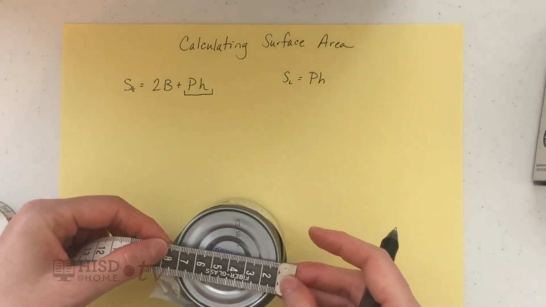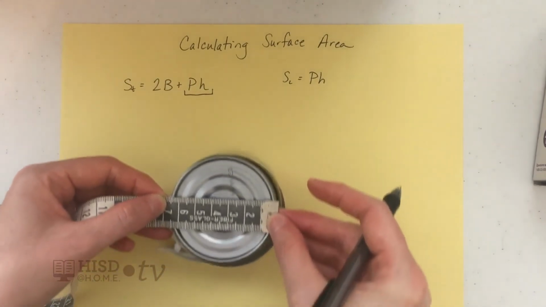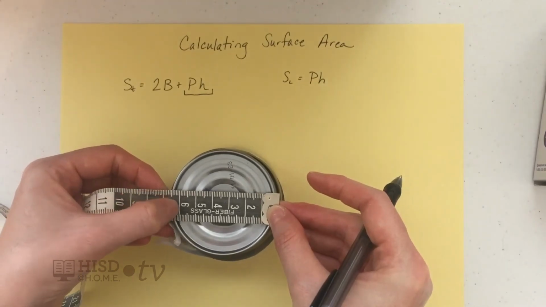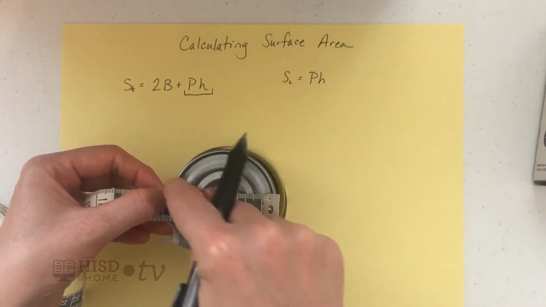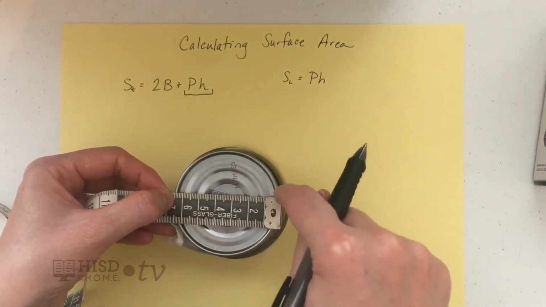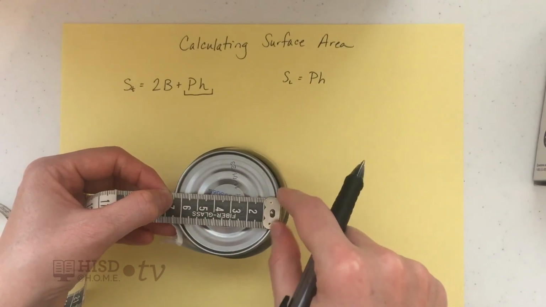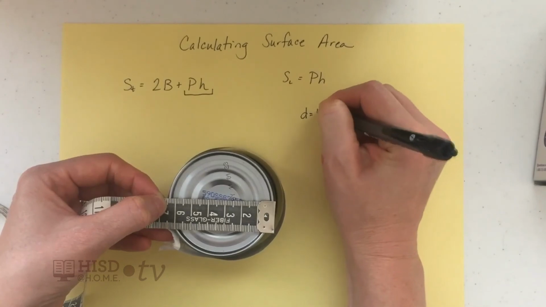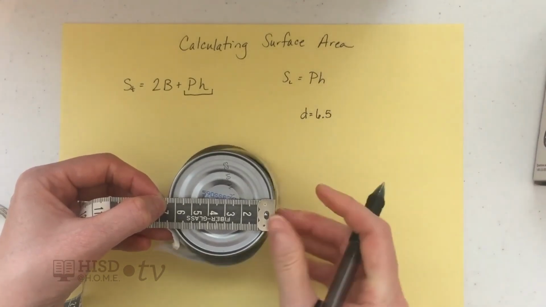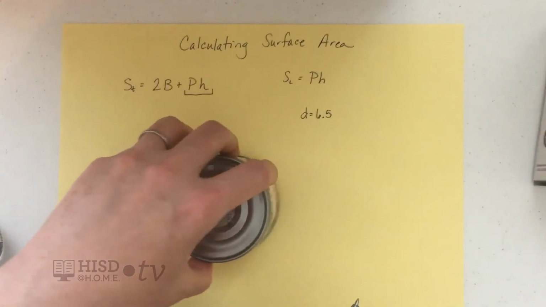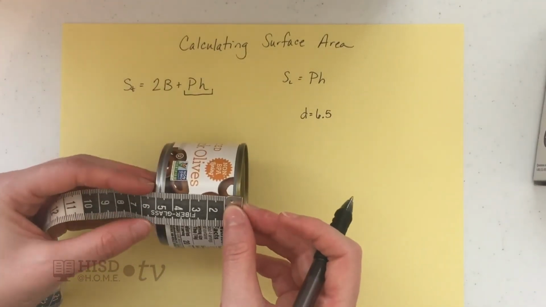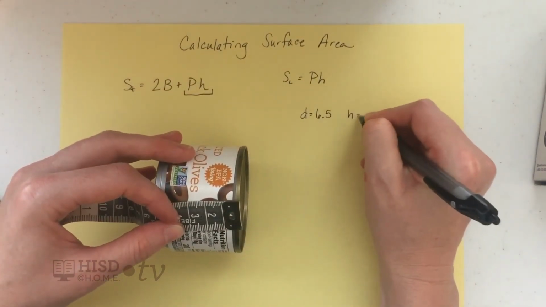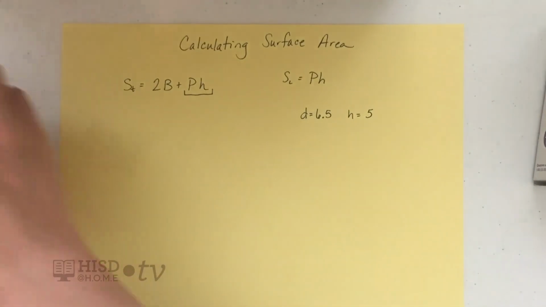I'm going to use centimeters, and you'll notice that it's right at 6.5. There's 6, there's 6.5. So this measurement is our diameter. And the reason I'm finding our diameter is because, well, I'll tell you in just a minute. So our diameter is going to be 6 5/10, or 6.5. And we'll need the height of our cylinder. So when I measure that, you'll notice it's right at 5. So our height equals 5. All right.